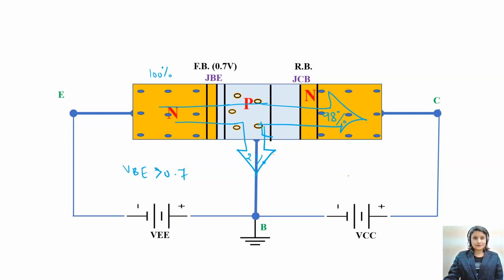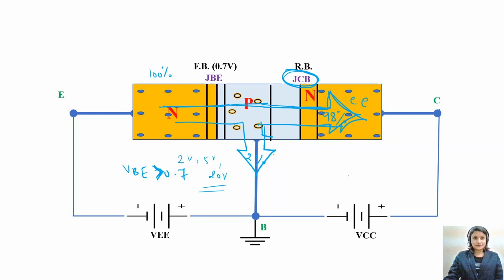Why? Because we have made this emitter base junction more forward biased, beyond 0.7. Let us make it 2 volts, 5 volts, 20 volts. So this voltage gives more and more force to these electrons. So the remaining 98% of electrons continue to cross this reverse bias junction. They have got enough force to cross this junction and reach the collector terminal.